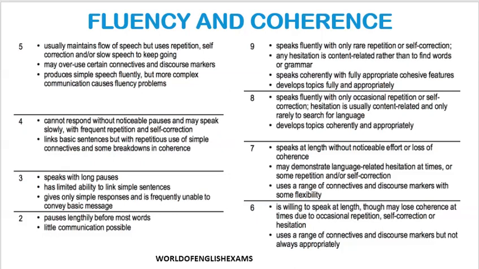Now, a person who is getting band 4 is unable to show coherence and unable to link simple sentences. Moving on to band 5, this person usually maintains a flow of speech but uses repetition, self-correction, and slow speech to keep it going. So if the rate of speech is too slow, then definitely the person would be given a band 5.